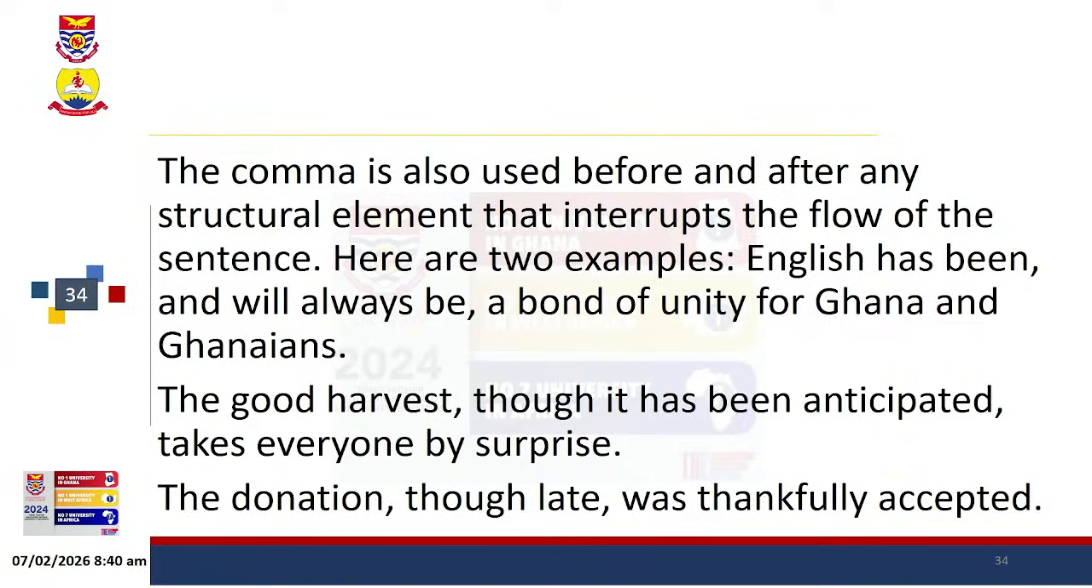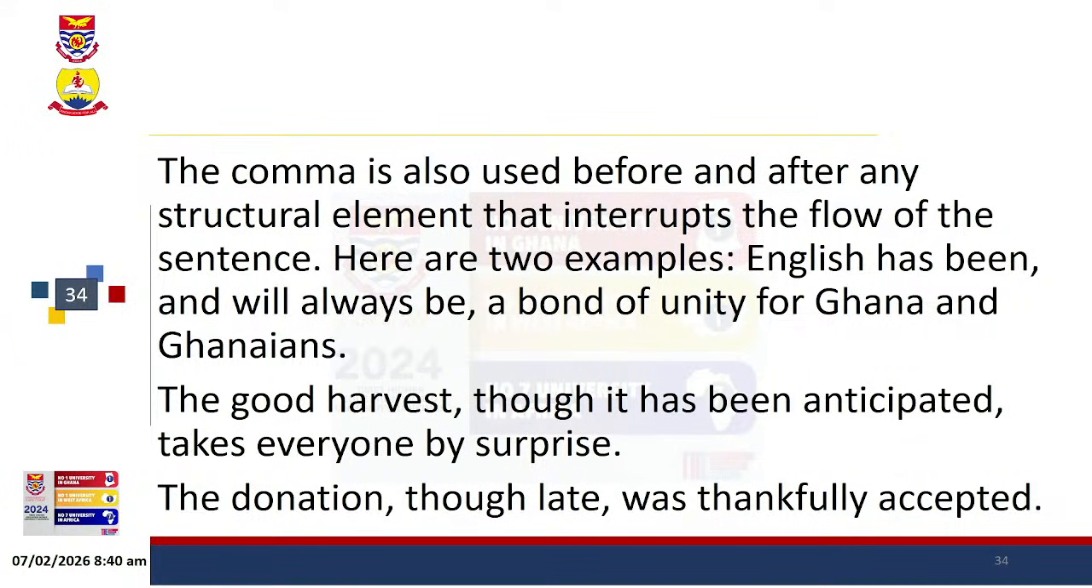English has been and will always be a bond of unity for Ghana and Ghanaians. What we are saying is English has been a bond of unity for Ghana and Ghanaians and will always be, it's an intervening or interrupting element or structure. When it happens like this, you need to separate this interrupting structure from the main flow. And when it is in the middle of the sentence, you use two commas. One before it, one after it.